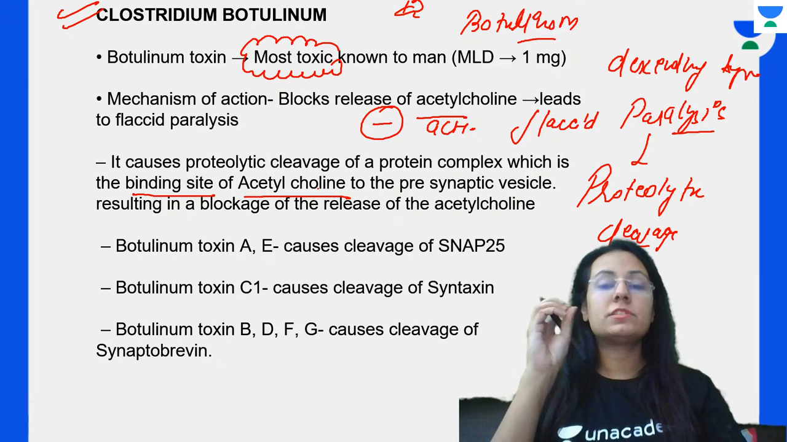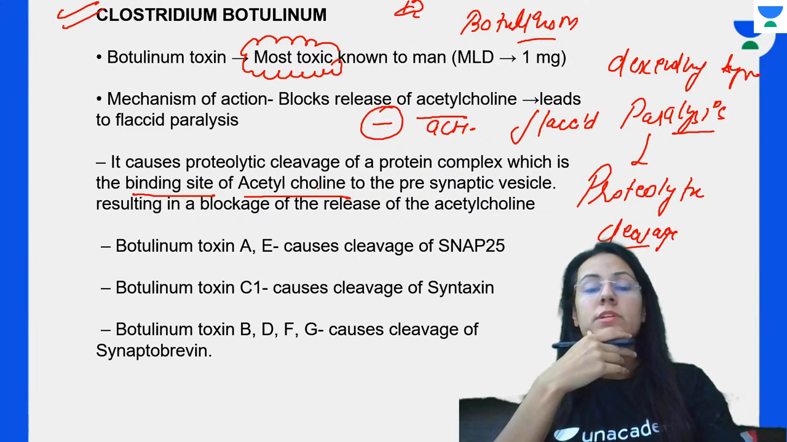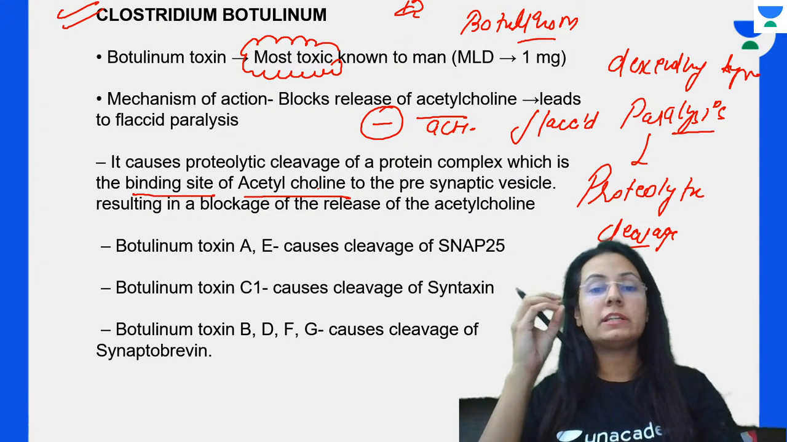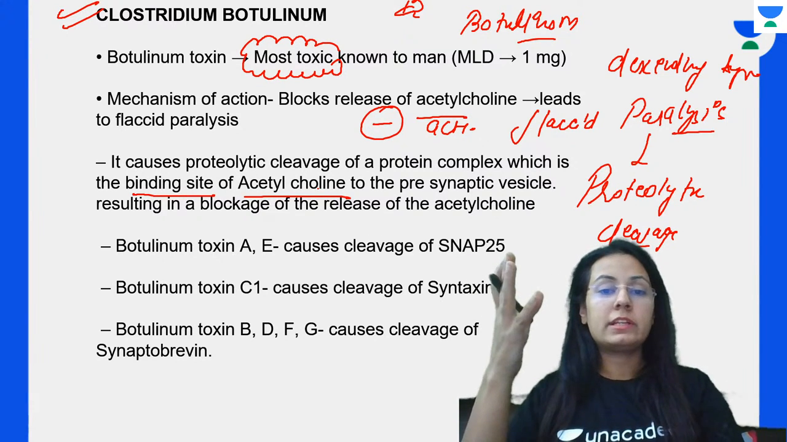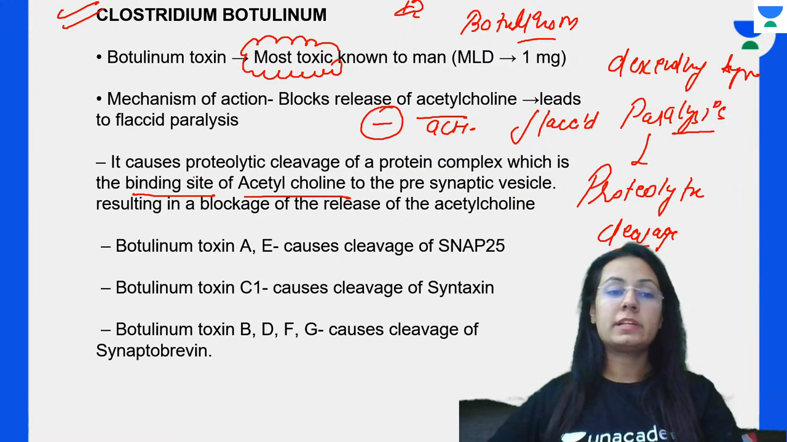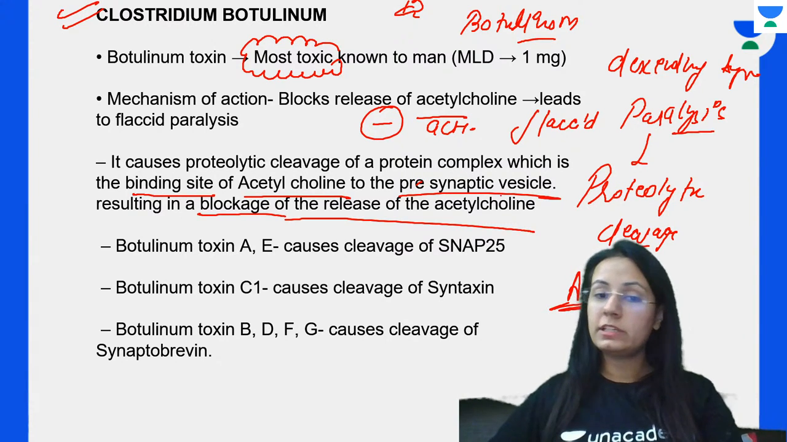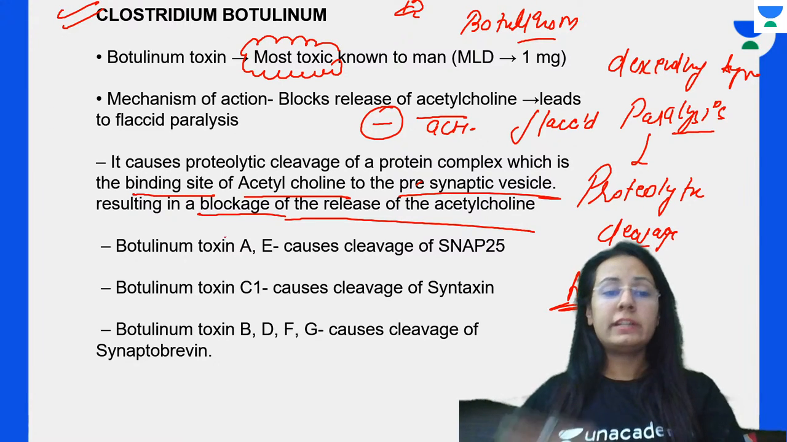So what does it do? It is the most toxic compound known, and it blocks the presynaptic release of acetylcholine. It actually does the cleavage of the protein complex, which is the binding site for the ACh on the presynaptic vesicles, resulting in the blockage of the release of the ACh. Right?